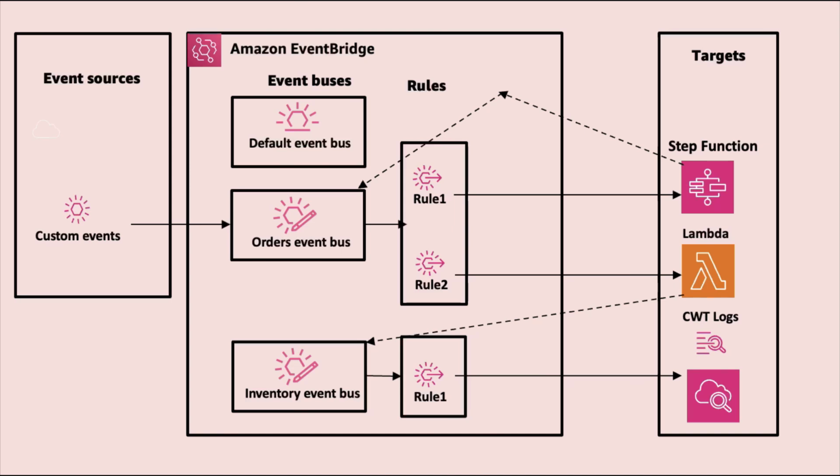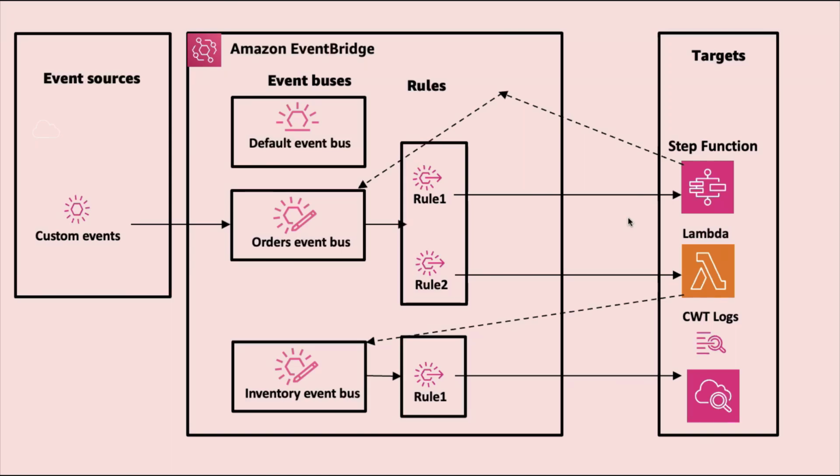Just to summarize, we are using two event buses and there are two rules on the orders bus. One rule will trigger the Step Function, which will execute and send an event back to the same orders event bus, and the second rule gets triggered, which will send an event to the Lambda. Lambda destination is configured for the EventBridge custom bus, which is inventory, and when the event comes to the inventory bus, another rule gets triggered which will send an event to CloudWatch logs. This is the end-to-end flow for the EventBridge architecture.